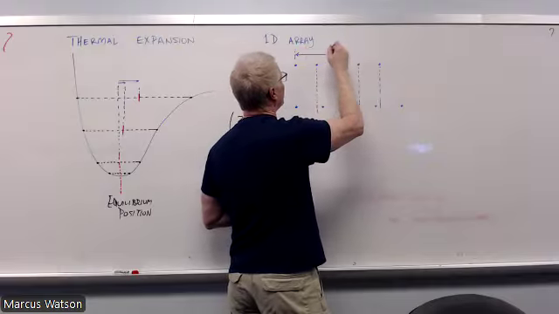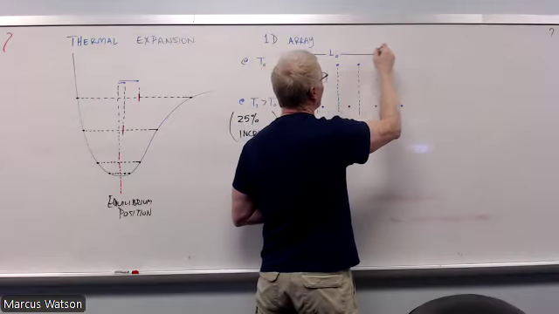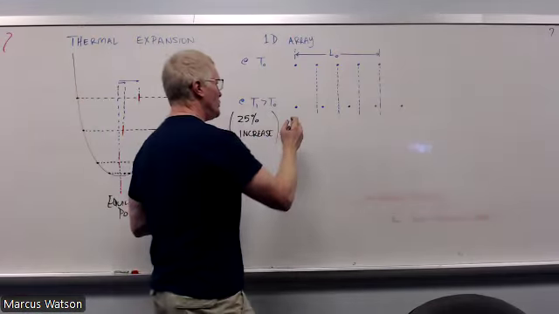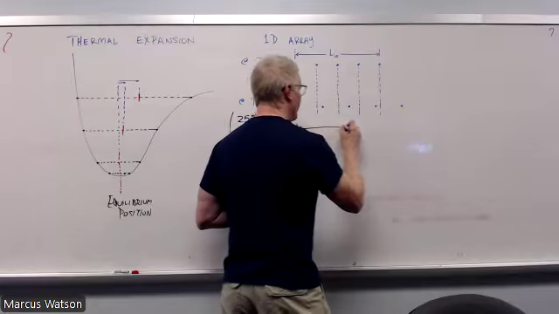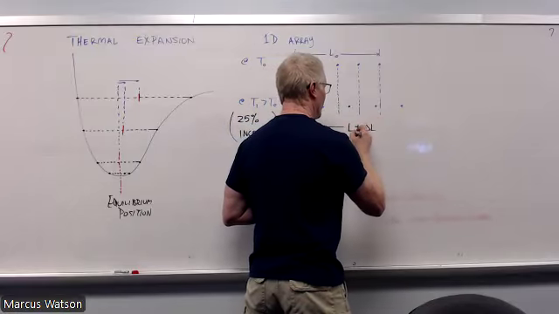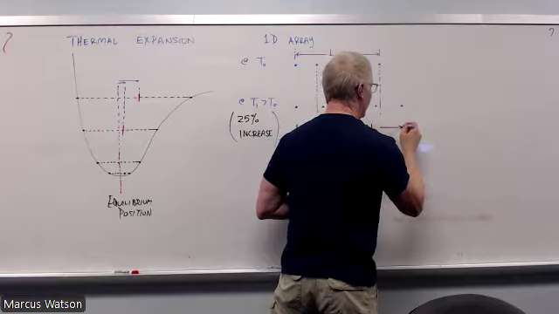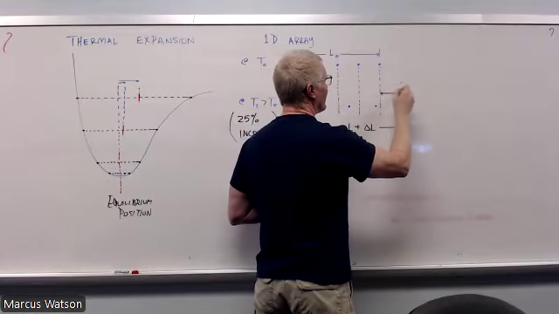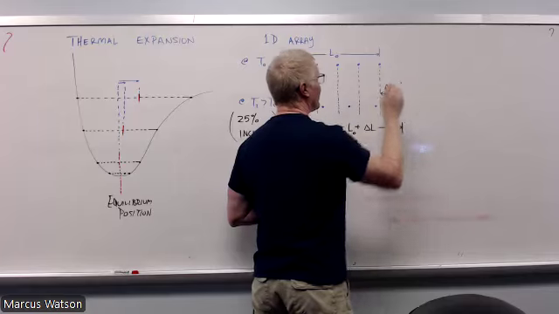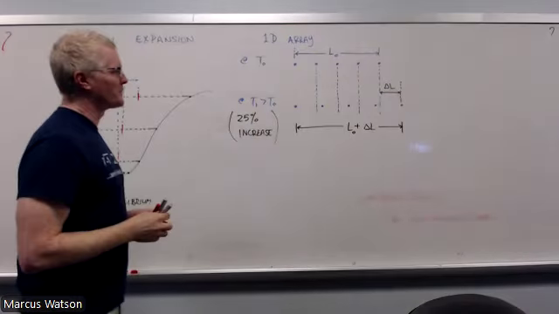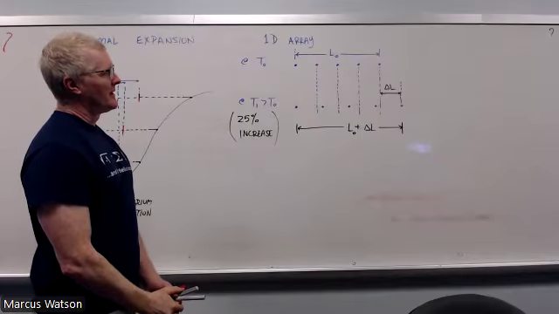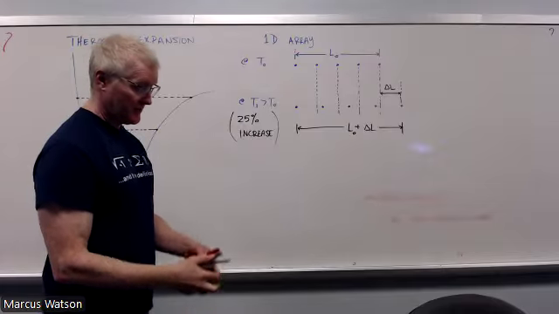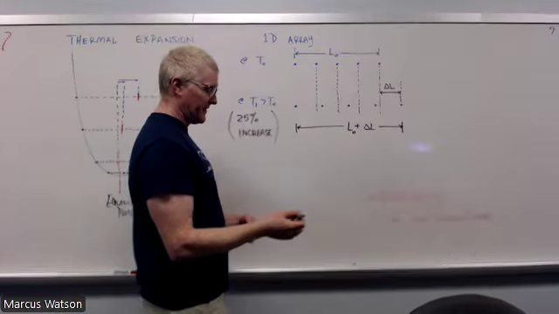So the amount of expansion that it feels, I'm going to call this L0. That's its original length. Its new length is L0 plus delta L, like so. Where delta L is now this thing. And how much that delta L is depends on what L0 was. So what should delta L depend on?